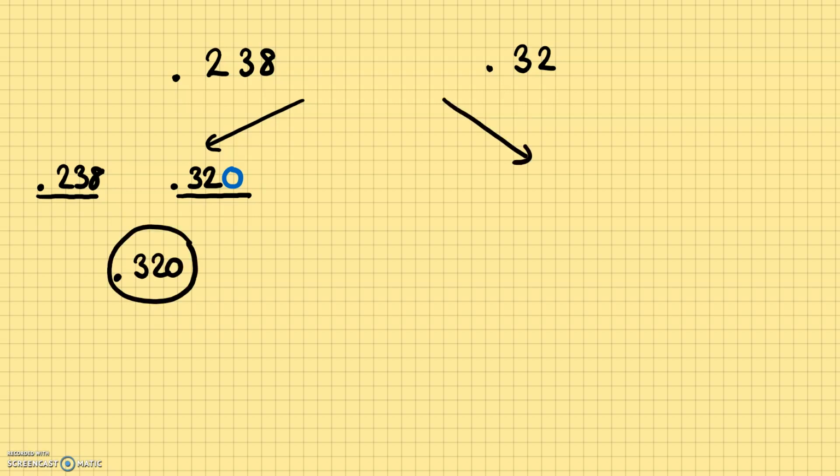Or we can use the other way of comparing from the left, 0.238, 0.320. We compare from the left. The leftmost digit is a 2 here. The leftmost digit is a 3 here. So 3 is bigger than 2, so that means 0.32 is the bigger number. Okay, so that's how you compare decimal numbers.